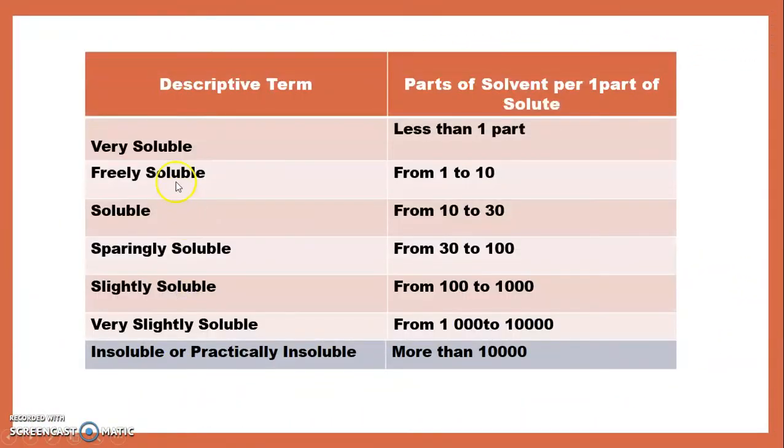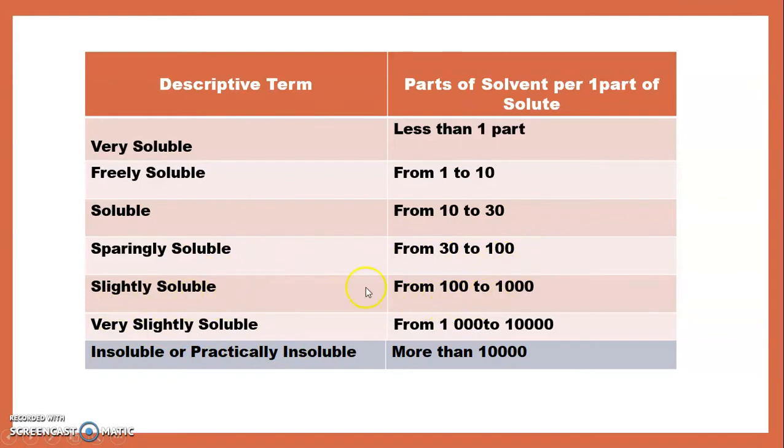Next we see the different forms of solution, that is very soluble, freely soluble and so on. These are descriptive terms, given in parts of solvent per one part of solute. That means how many parts are needed to dissolve. Very soluble means less than one part is required. Freely soluble means from 1 to 10 parts. Soluble means from 10 to 30 parts. Sparingly soluble means from 30 to 100 parts.